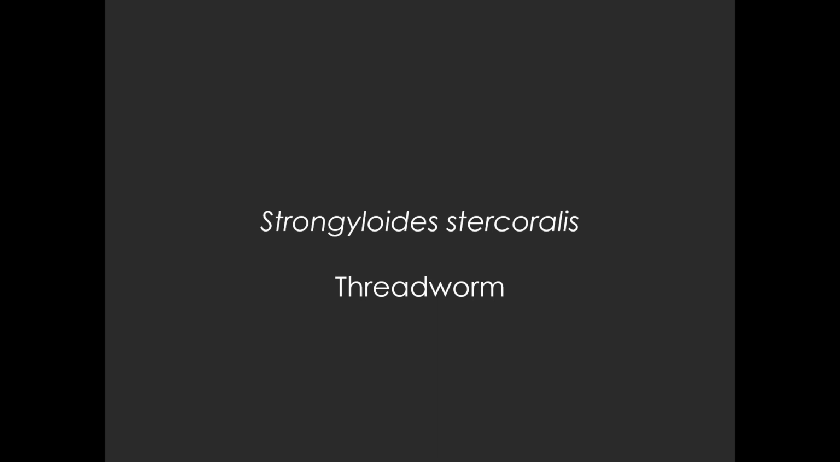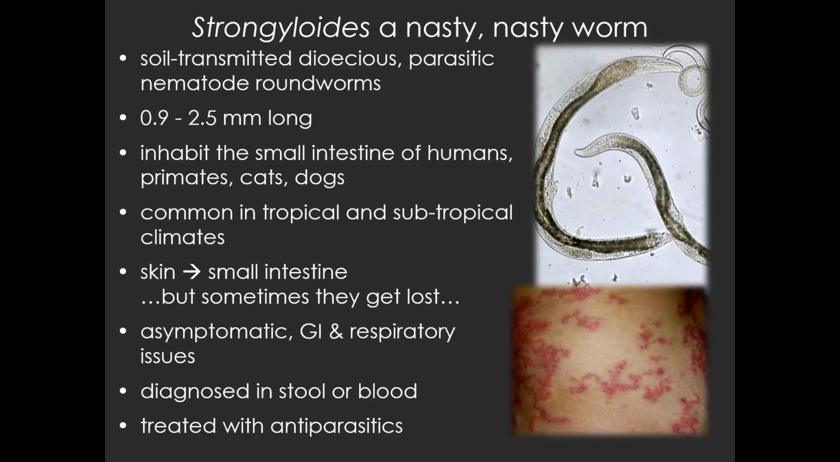This is, I think, the grossest of the parasites. And I know you're thinking, how can it get worse? Just wait one moment and you will see. Here we are going to talk about the threadworm, Strongyloides stercoralis. He is a nasty, nasty worm, which is transmitted in the soil as either male or female, and he is a parasitic nematode roundworm who is about 1 to 2.5 millimeters in length, so he's visible with the naked eye.